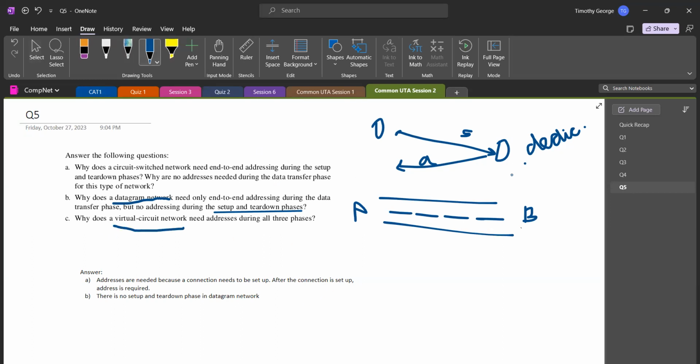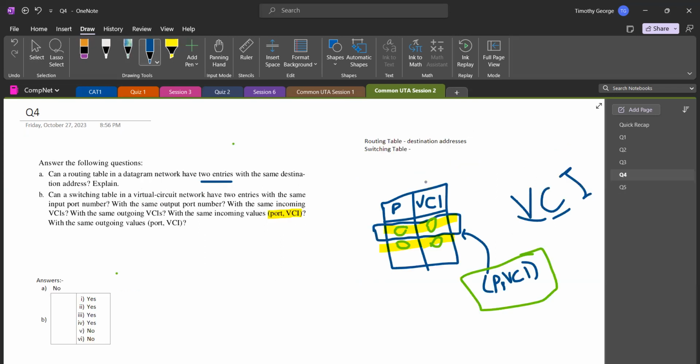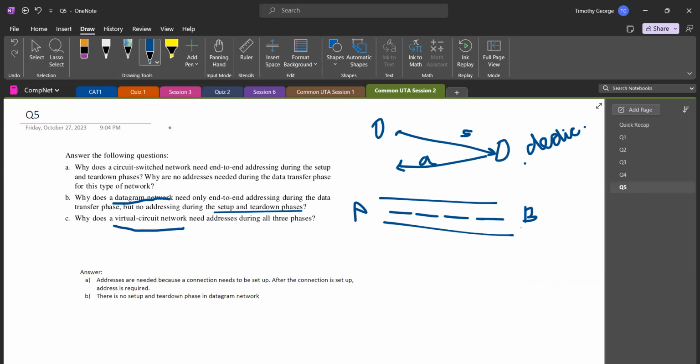What happens in a virtual circuit network? So just now we saw this is a virtual circuit network where you have a switching table, VCI, everything. Is there a connection? Is there a dedicated network in VCI? Yes, but it's not.